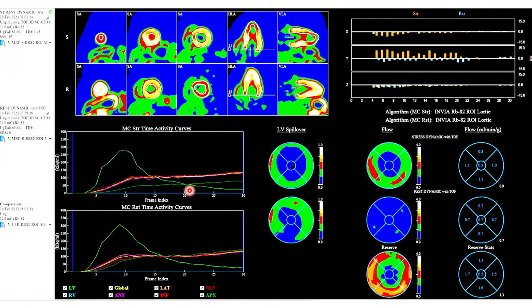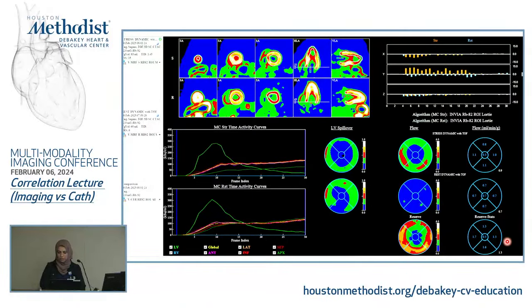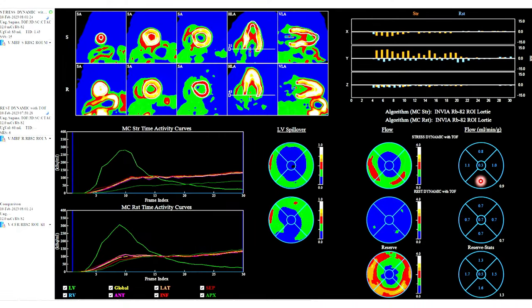These are the flows, and I just want to point out that the global flow reserve was 1.3. So 2 is normal, anything less than 1.5 is severely reduced, and this was 1.3. The peak flows are very severely reduced, and they're reduced in all territories. And so Isa mentioned this could be apical HCM versus mid-to-distal LAD disease.